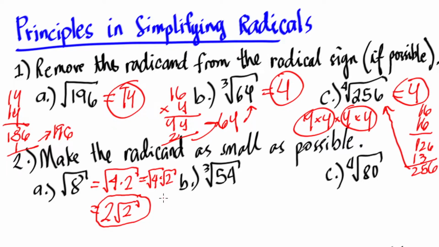For letter B, we have the cube root of 54. If you want, you can try that out for yourself. The same with the fourth root of 80.